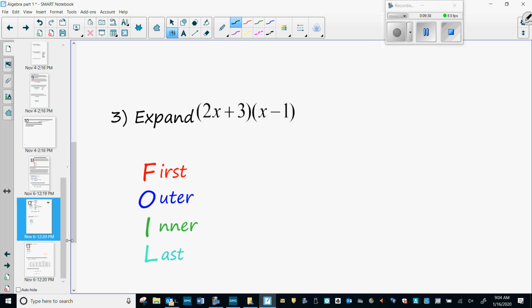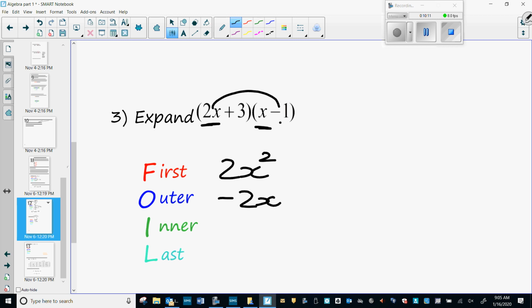Right? So first, we've got 2x and x. A 2x squared. Nice, 2x squared. We've got outer, 2x and -1. Imani, -2x. Careful. 2x multiplied by -1. 2x multiplied by negative 1. Nice. You got there.